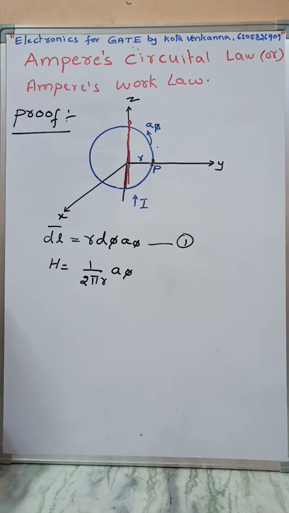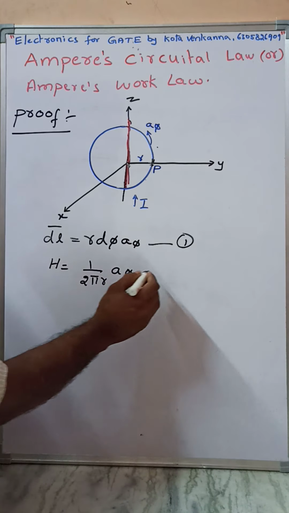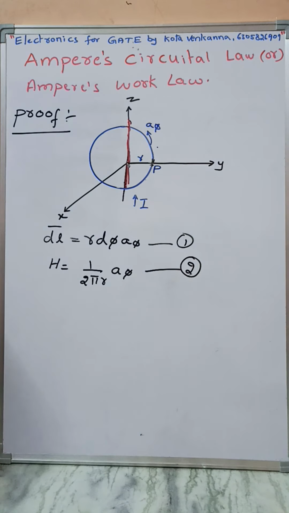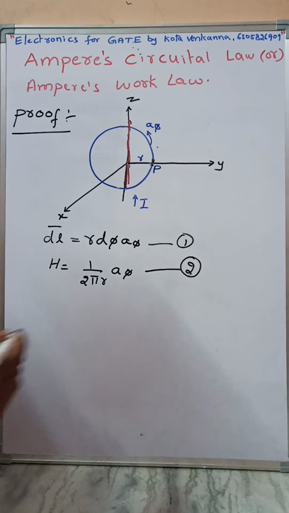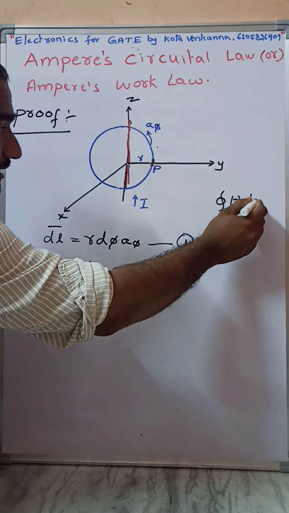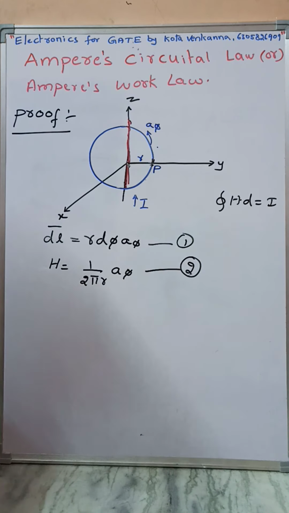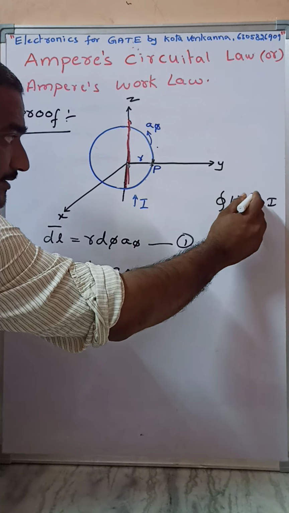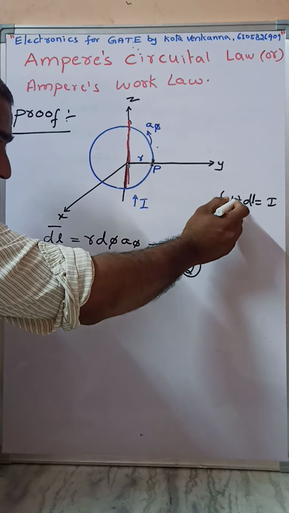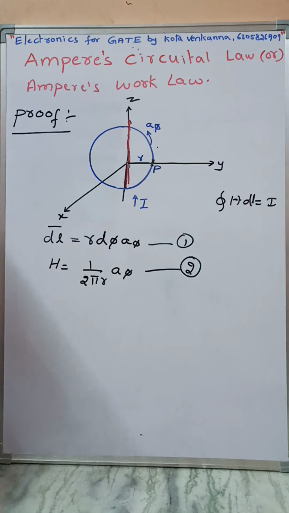1 by 2 pi r, A pi. So next, equation 2. From Ampere's circuital law, we know that the integration of H dot dl is equal to I. So first we have to do H dot dl.